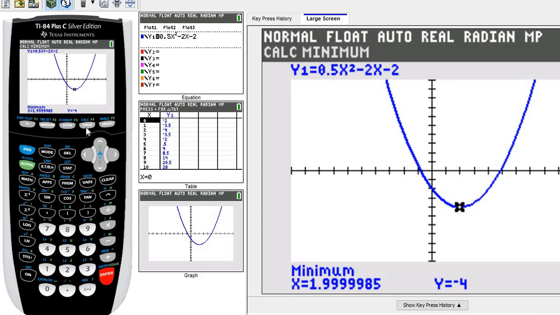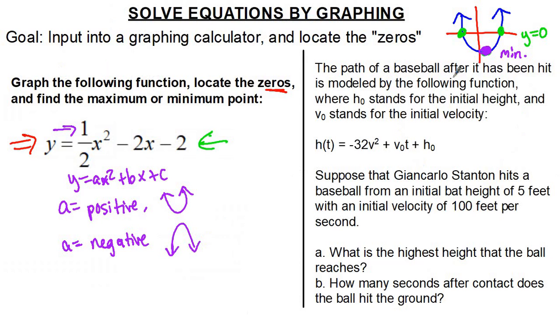Sometimes the calculator does that weird kind of rounding thing, but it's clear that it's going to be at x equals 2. I don't know why they did 1.999 like that. It's x equals 2, y equals -4, which is also the vertex. And you might remember finding the vertex with negative b over 2a. You can test that out, and it will in fact show 2, -4 as your vertex.